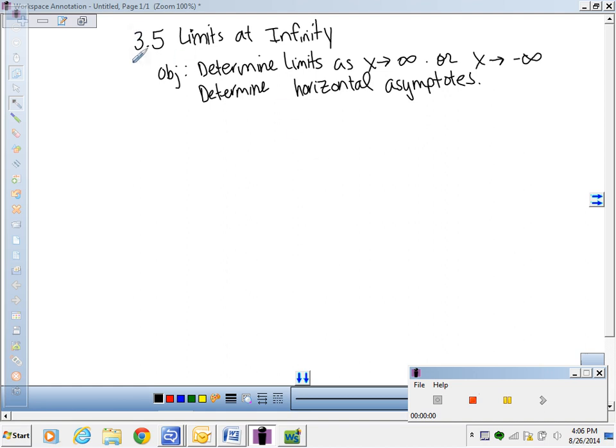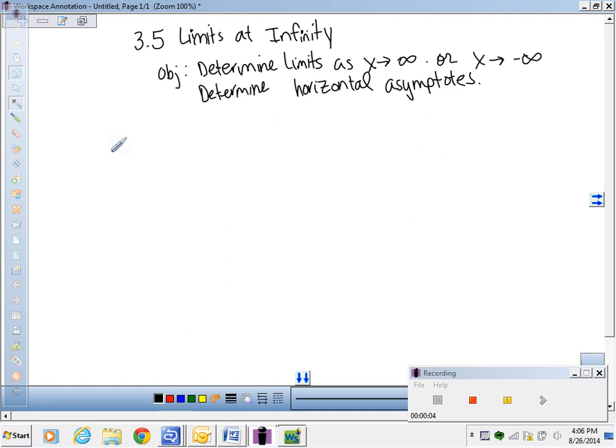We're going to go over 3.5, limits at infinity. Yes, I am skipping over chapter 2 for one section only. This is still part of your limits exam. So our objectives today are to determine limits as x approaches infinity or as x approaches negative infinity, and determine horizontal asymptotes. Okay?